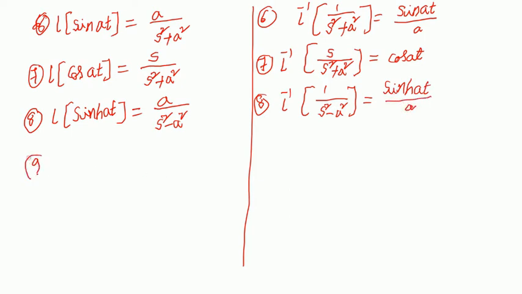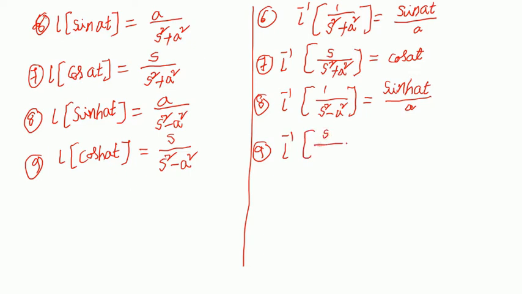Ninth one, L of cos HAT is equal to S by S square minus A square. So from this, the ninth formula is L inverse of S by S square minus A square is equal to cos HAT, right? So these are the 9 standard formulas we have in the inverse Laplace transform.